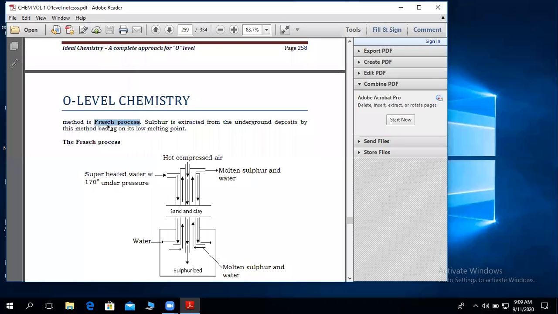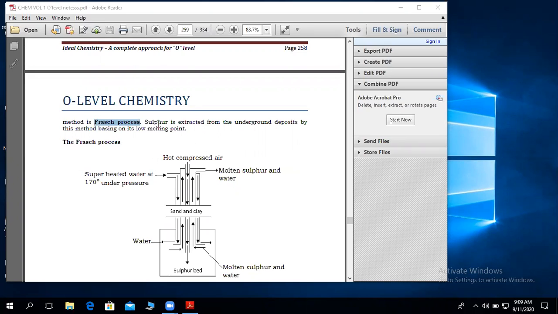Mind the spelling, don't forget the S or anything. So sulfur is extracted from underground by the process called the Frasch process. Now, what is involved in this Frasch process? We dig, or we come with three concentric pipes, or three long pipes.